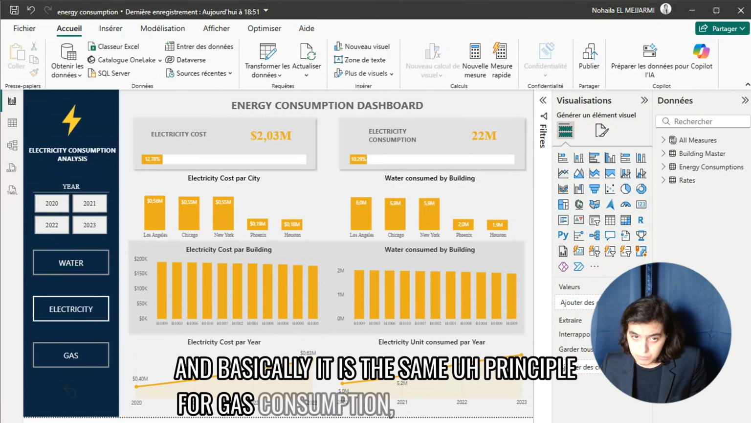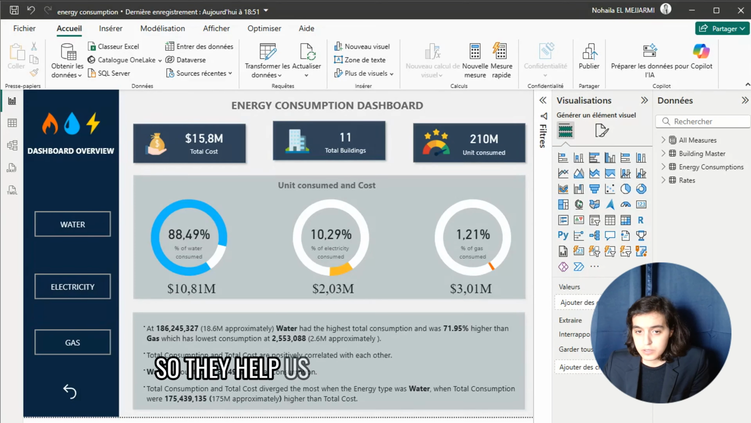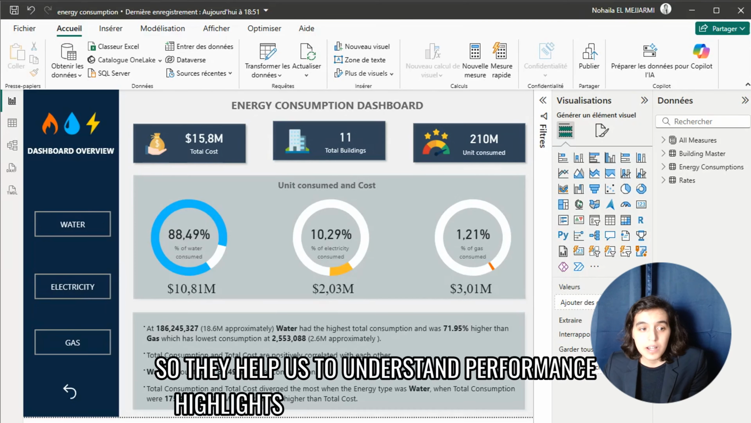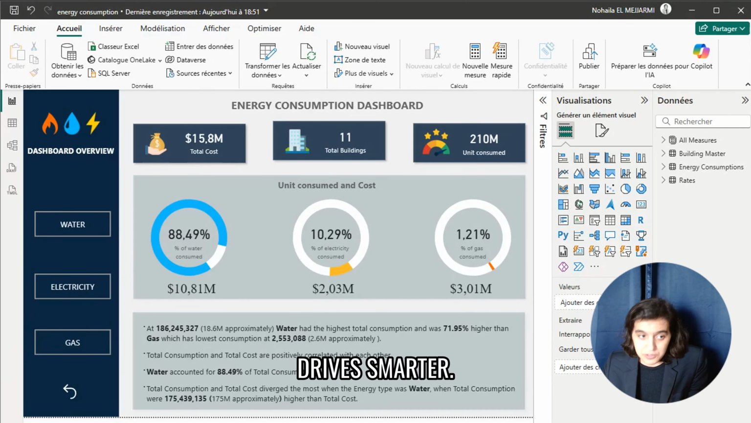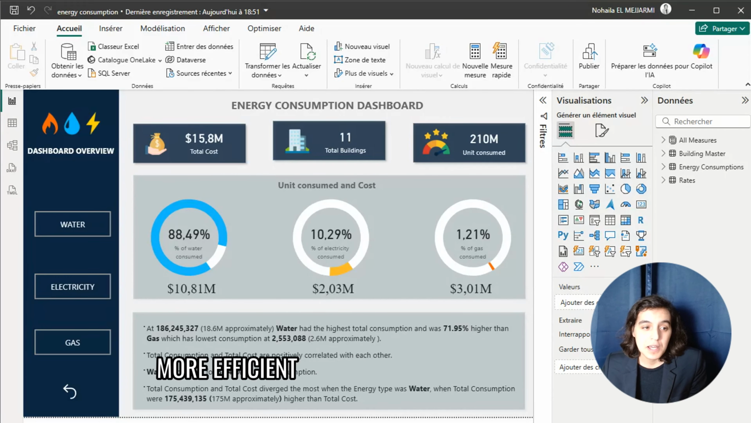What I like the most about this dashboard is that it bridges the gap between data and decisions. The KPIs that I used are not just numbers, they tell us something to improve, something to take into consideration for operational expenditures. They help us understand performance, highlight opportunities, and ultimately drive smarter, more efficient decisions.